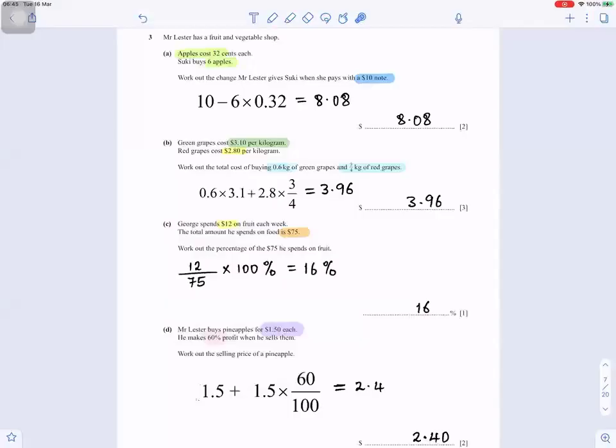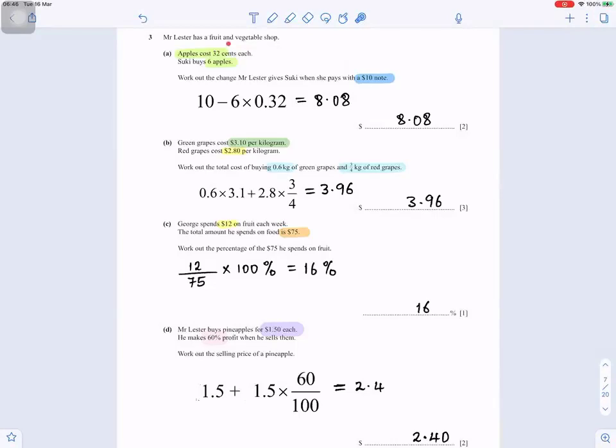So for question 3A, Mr. Lester has a fruit and vegetable shop. Apples cost 32 cents each. Suki buys 6 apples. Work out the change Mr. Lester gives Suki when she pays with a $10 note. So it is 32 cents and she buys 6 apples. So it's 32 cents, you write it as 0.32.